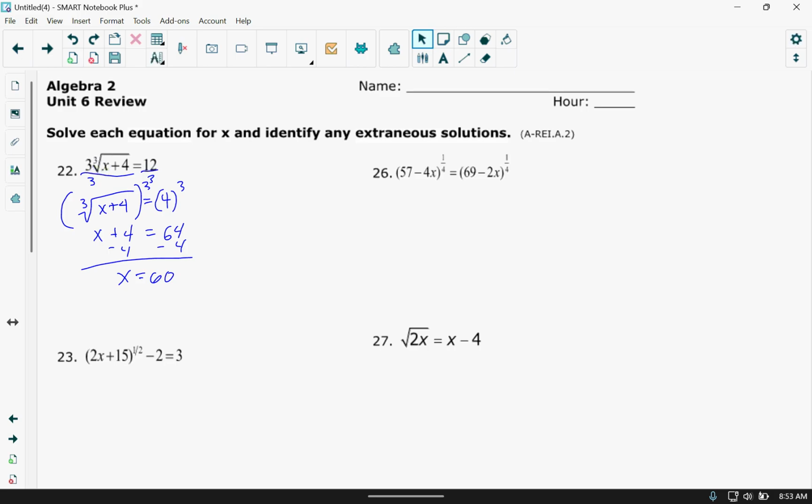Now if you do a quick check of that, if you put 60 in for x, it's going to be 60 plus 4, so that's 64. The cube root of 64 is 4, and then 4 times 3 is 12, so that checks out. That's the correct answer.